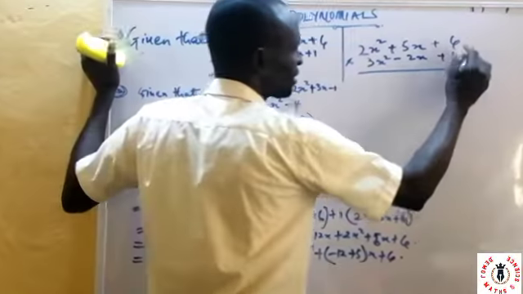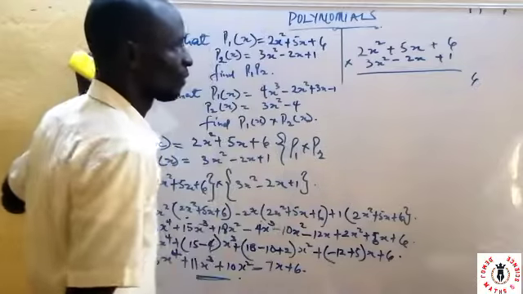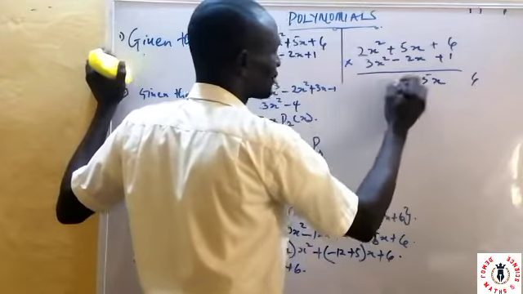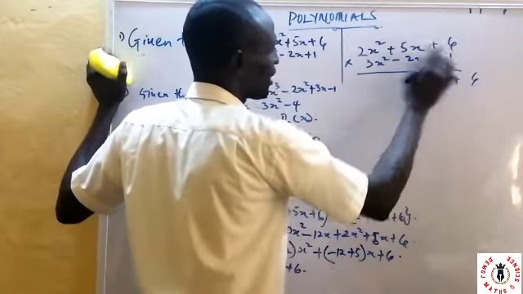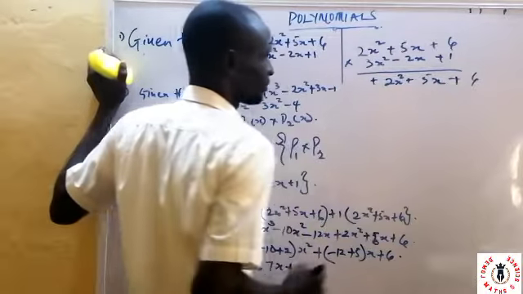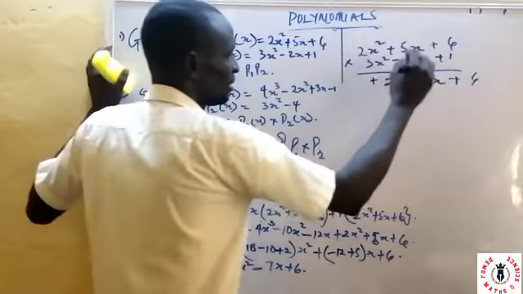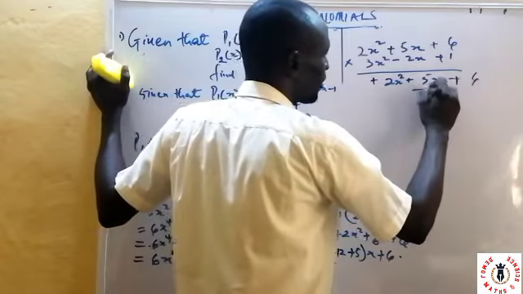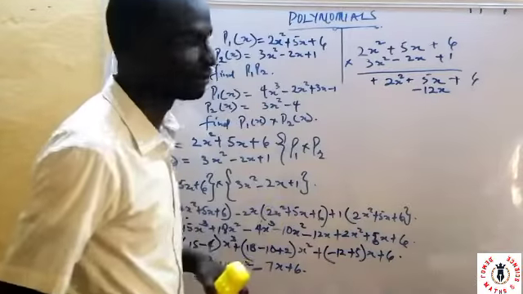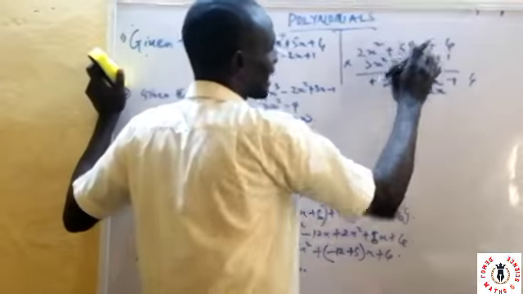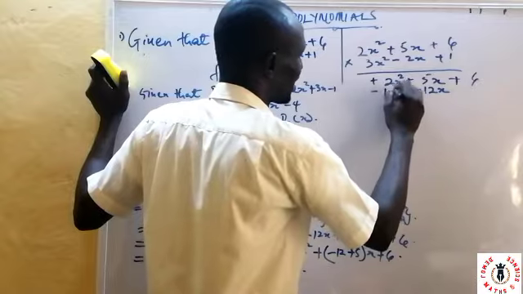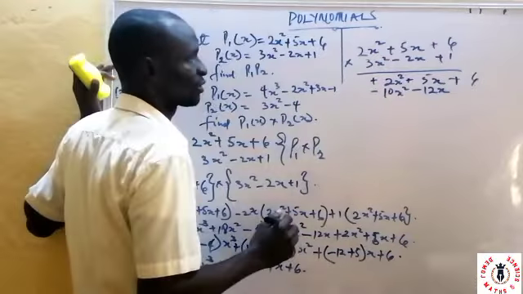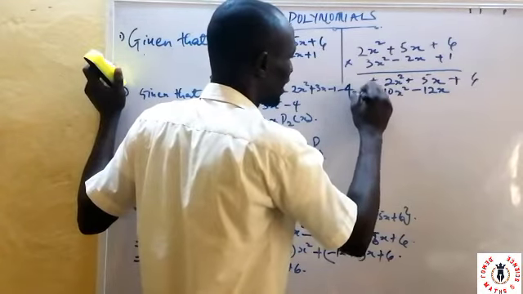Now, 1 times 6, that's 6. I want to start at the other edge. 1 times 5, that's 5x. Plus 1 times 2x squared, plus 5x, that's plus 2x squared. Minus 2x times 6, that's minus 12x. Minus 2x times 5x, that's minus 10x squared. Minus 2x times 2x squared, that's minus 4x raised to the power 3.